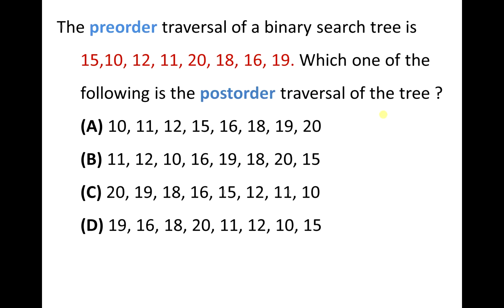So the question here is, let's go to the question. The pre-order traversal of the binary search tree is given. Which one of the following is the post-order traversal of the tree? Here I am highlighting the terms pre-order and post-order in blue color. Why? Because usually students will think we can easily do this sum just by using mind calculations.